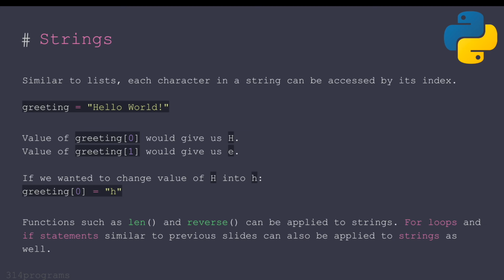Similar to lists, each character in a string can be accessed by using its index. Value of greeting at index 0 would give us H, and value of greeting at index 1 would give us E, and so on and so forth. If we wanted to change the value of capital H into a smaller h, we can change its value by using its index similar to lists.